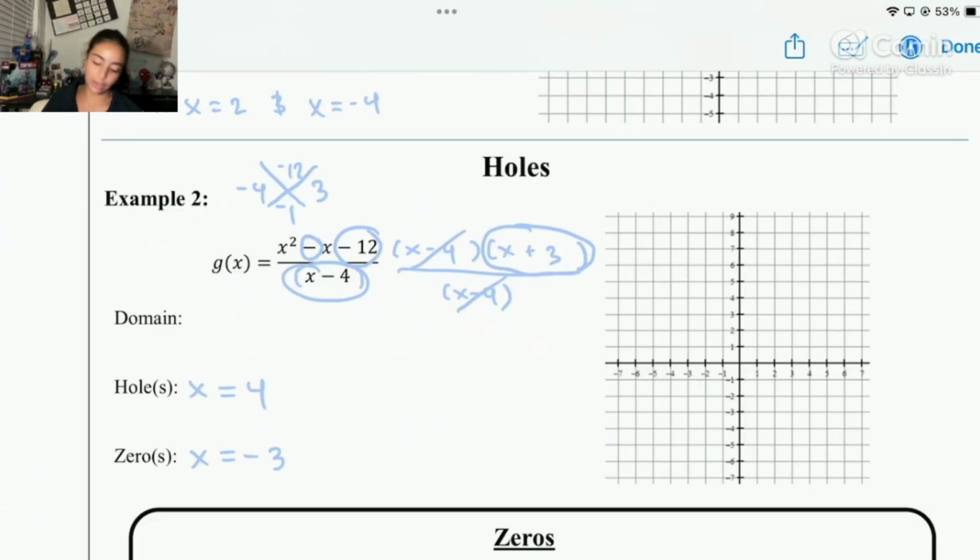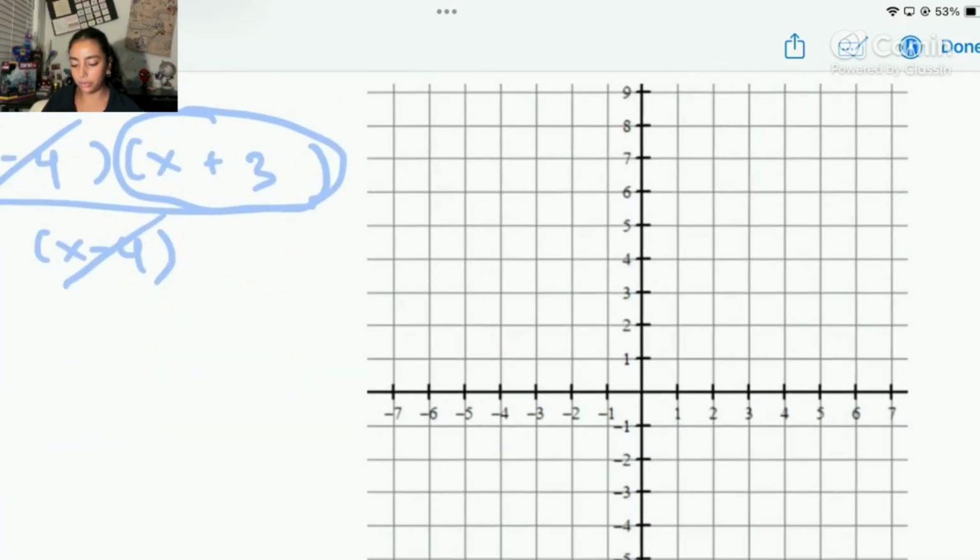And then for your domain, you don't really care about the zeros because that's not going to make the function undefined at that point, but you do care about that hole because that's what's going to make it undefined. So when you're describing your domain, you don't want to include that 4. You can do that by using parentheses: -infinity to 4, and then 4 to infinity. And if you really want to graph it, you'll see that at x equals -3, the y will be 0. And at 4, wherever that y value is, it'll be around 6 or 7, but it'll be a hole right there. I believe your graph will look kind of like this.